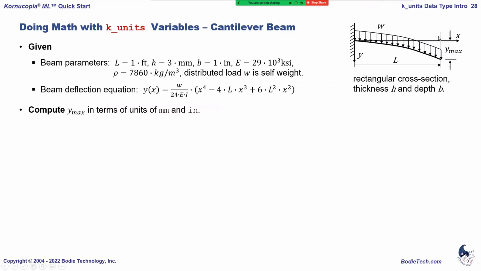So we have a cantilever beam here, and we have some parameters for the beam. The parameters are the length of the beam, height, and width, which is the depth, and the modulus, as well as the volumetric mass density. If you were to look up in a book when you have a distributed load for its own weight, this is the kind of formulation you would find for the deflection of the beam at any location. We want to compute the deflection at the end of the beam, so that would be when X is L, plugging it into this formula. And we would like the answers out in terms of millimeters and then also in inches.